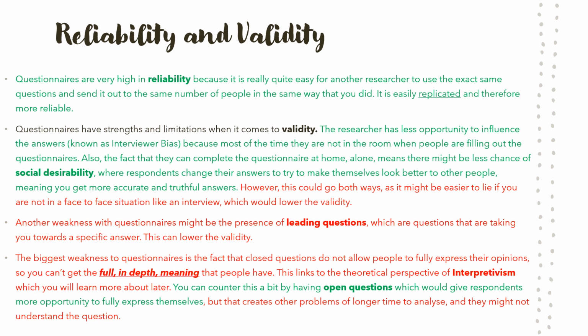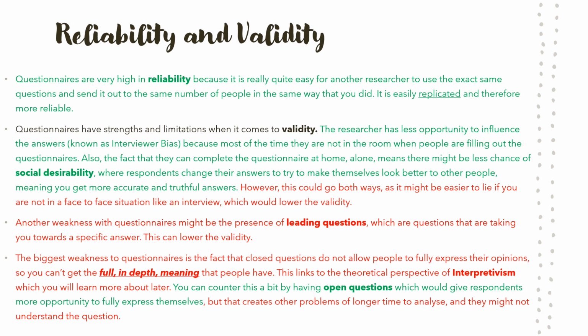Okay, so now we need to look at reliability and validity. These two are the most common mistake made by students doing A-level sociology. Mixing these two key terms up and getting them the wrong way round is the most common mistake. So make sure you get them sorted in your head from day one, please.